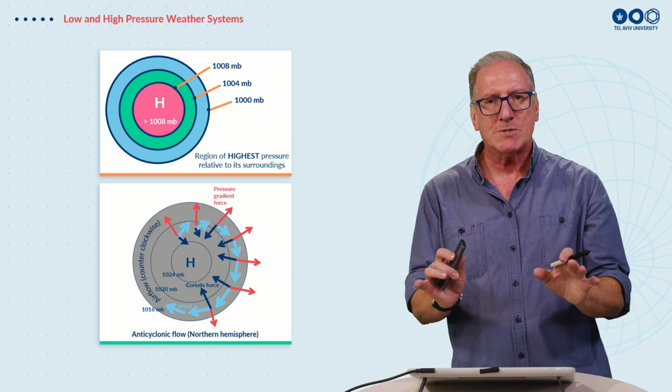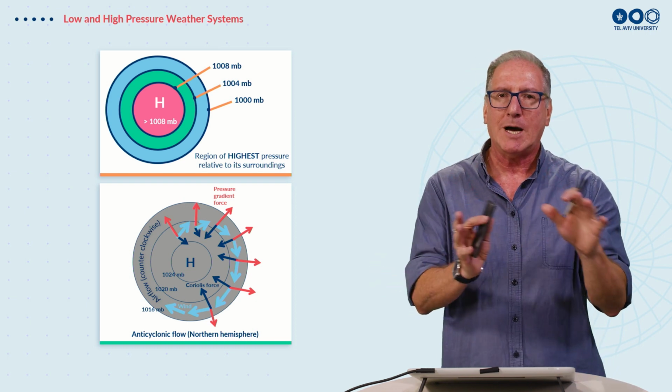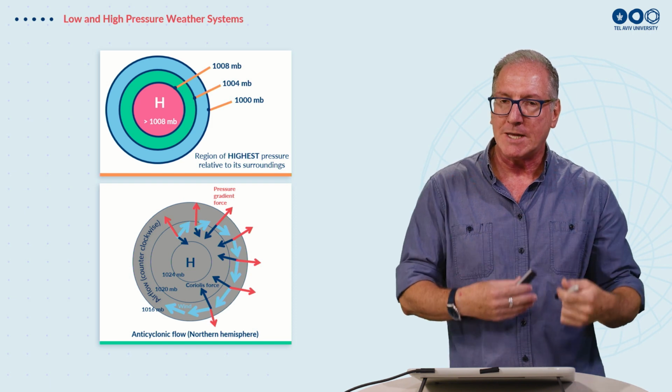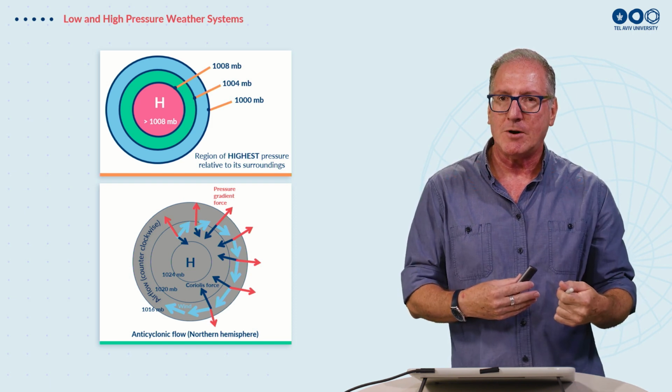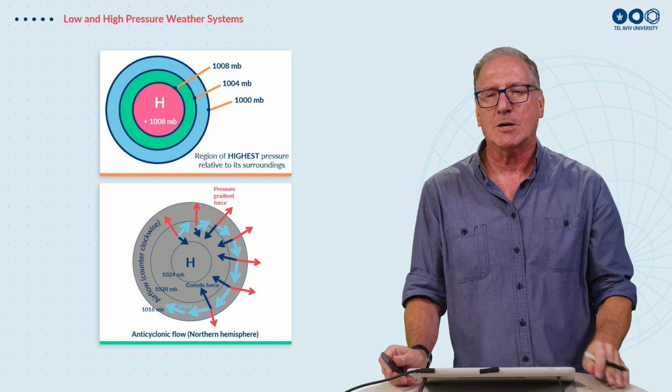So in the northern hemisphere, low pressure storms will always go anti-clockwise, high pressure will always go clockwise, and again the high pressure in the southern hemisphere will go the opposite direction because Coriolis is in the other direction, and it will be anti-clockwise.